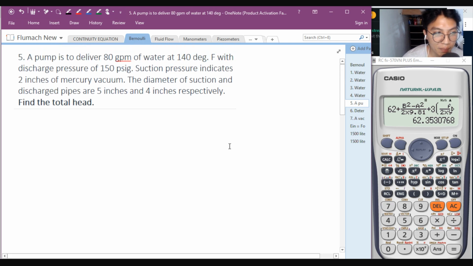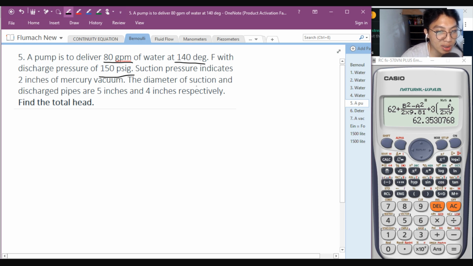Matatapos na rin tayo. A pump is to deliver 80 GPM, gallons per minute, of water at 140 degrees Fahrenheit with discharge pressure of 150 PSIG. IG, ibig sabihin, in gauge. Suction pressure, okay, nasa gauge. Indicates 2 inches of mercury vacuum. Okay, ito yung discharge niya, in gauge. Tapos ito yung mercury in vacuum.